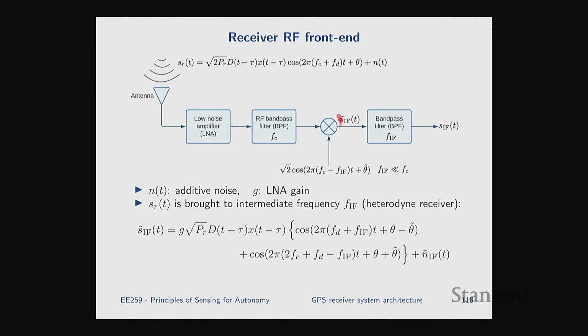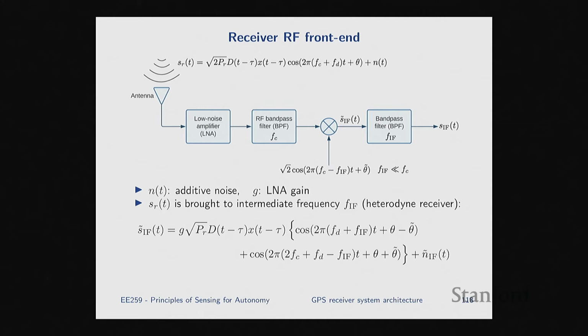And then you filter it, and then the important thing happens at this mixer, where you multiply this local oscillator output with your signal. So you get cosine of (fc minus f_IF) times cosine of (fc plus f_D), and you get two cross terms, right? One is at the difference frequency, one is at the sum frequency. In the difference of the two frequencies, the carrier fc cancels out, and you're left with the frequency which is your Doppler shift plus the intermediate frequency. And the second term is at the sum, which goes to twice the carrier frequency, right? So you go to 2fc plus f_D minus f_IF, right?